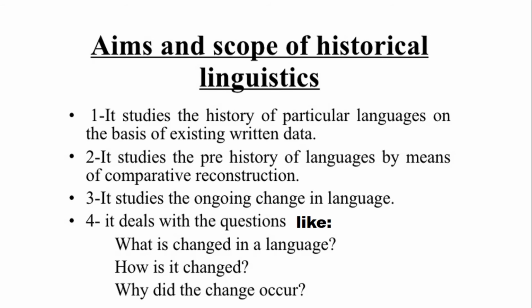Historical linguistics studies the history of particular languages on the basis of existing written data. It studies the prehistory of languages by means of comparative reconstruction. It studies the ongoing change in language. It deals with such questions as what is changed in a language, how is it changed, and why did a change occur. So that is the field of historical linguistics.